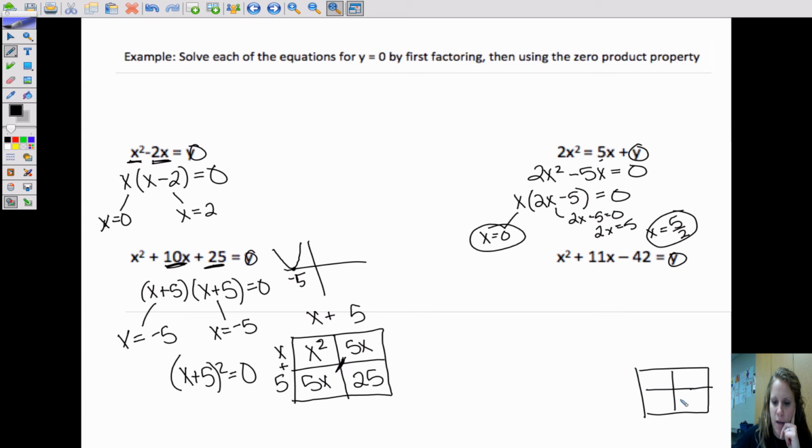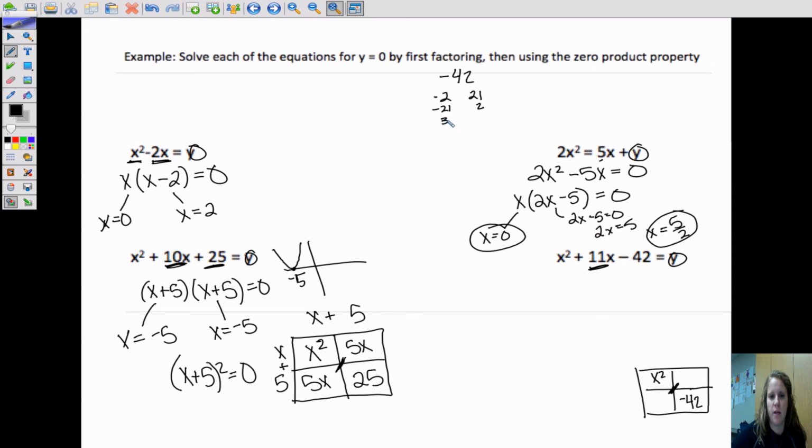we're going to need a negative 42 here and an x squared here, and we need two numbers that add to 11 and multiply to 42. Well, the easiest way to do this is to think about what two things multiply to 42. So negative 42 could come from 2 and 21, well, negative 2 and positive 21, or negative 21 and positive 2.